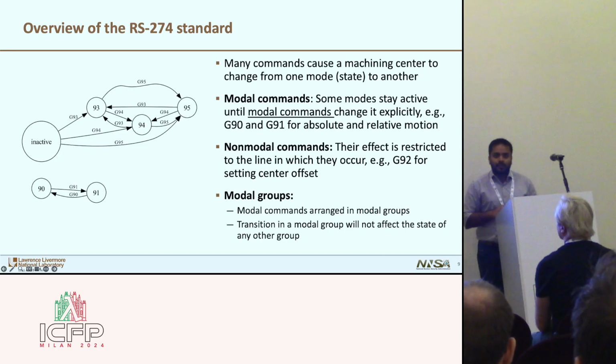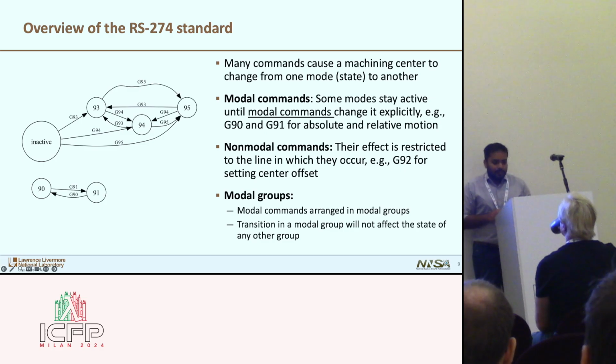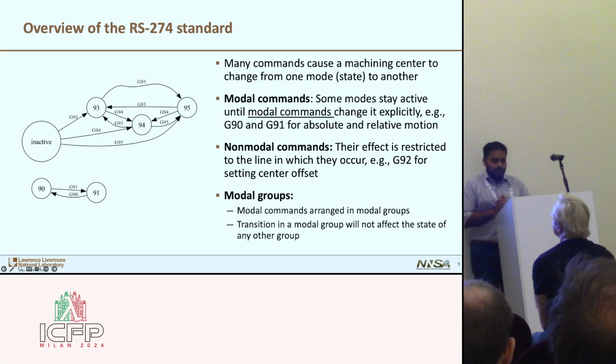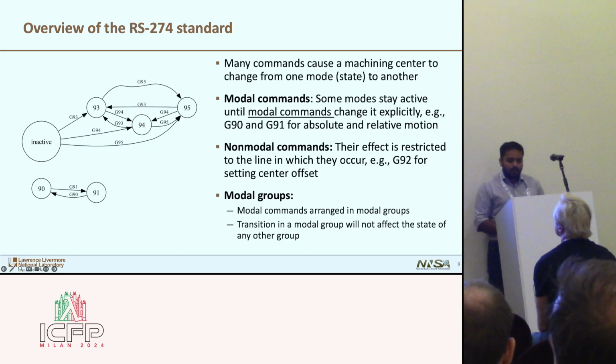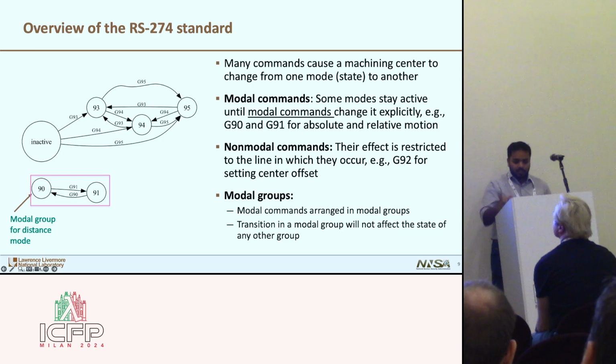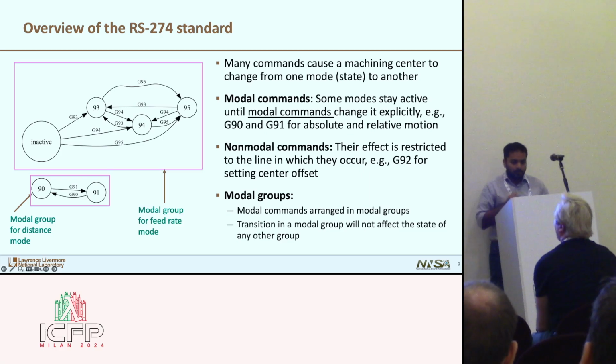So these modal commands are arranged in modal groups, and these modal groups are pretty much independent of each other. That means a transition in one modal group will not affect the state of any other group. On the left-hand side of this slide, I have presented two modal groups. One modal group is for the distance mode, and the other modal group is for the feed rate mode. As you can see from the state transition diagrams, both are self-contained, and there is no transition from feed rate mode to the distance mode, so they are independent of each other.